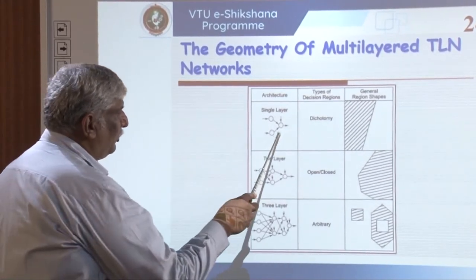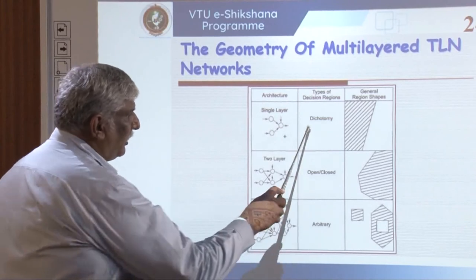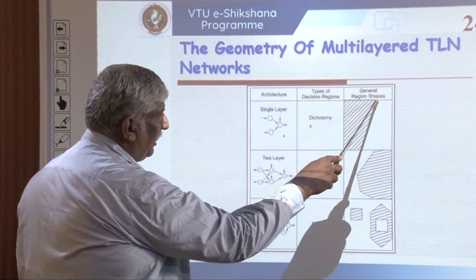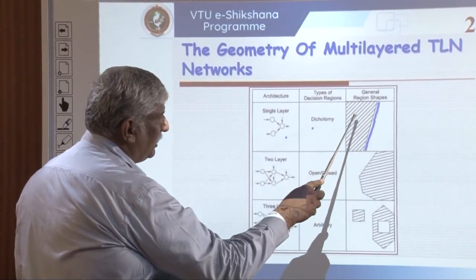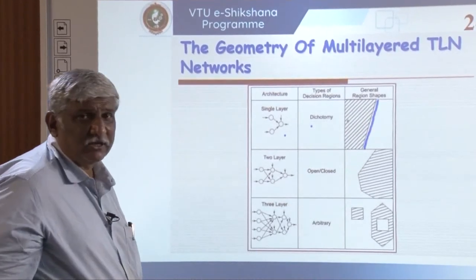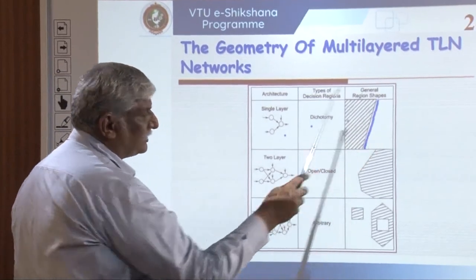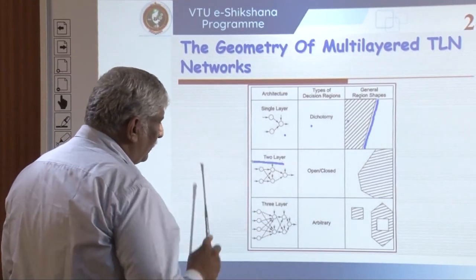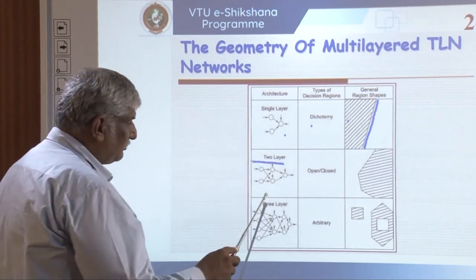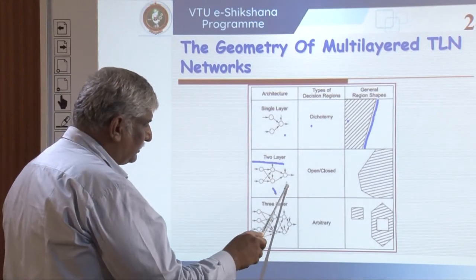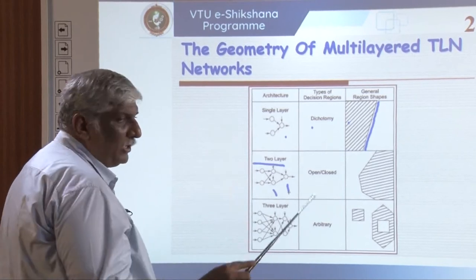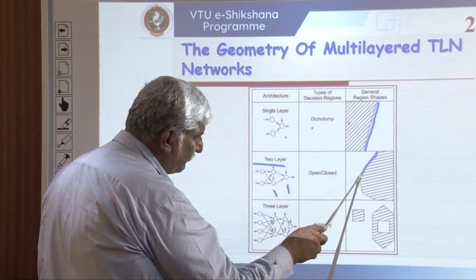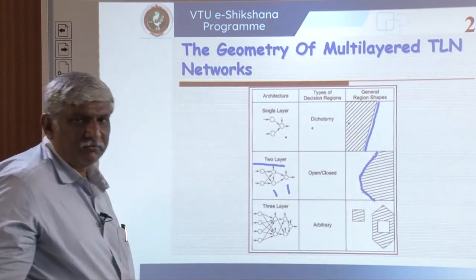Here I have a single layer, where a single dichotomy is available, that is, one separating line that separates the black and the white, or category 1 and category 2, C1 and C2. Then I have a two-layer function, where we can call this layer 1 and this layer 2. Of course, the input layer is only a dummy layer, it does not do any computation. In that case, I can have different shapes available here.